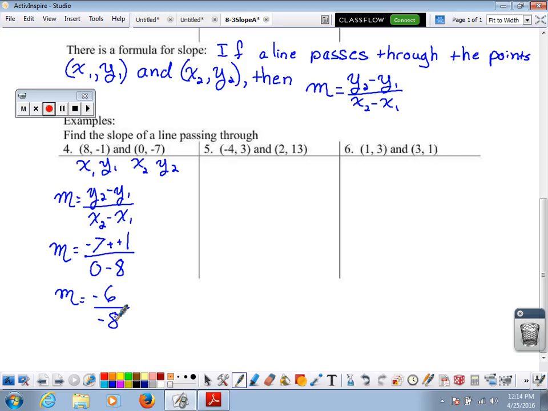A negative divided by a negative. What kind of answer is that going to give me? Positive. The signs are the same for division. Your quotient is going to be positive. Now 6/8. Can you reduce 6/8? 3/4. Very good. So our slope for a line passing through those 2 points is 3/4. M equals 3/4.